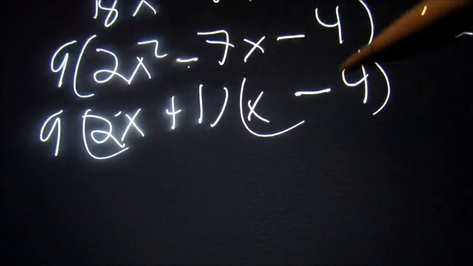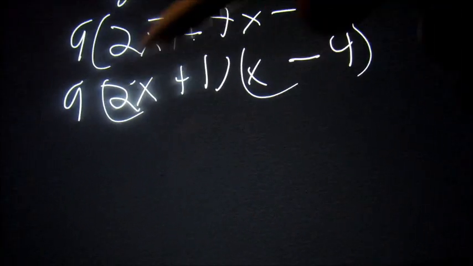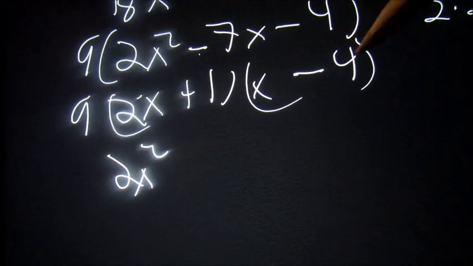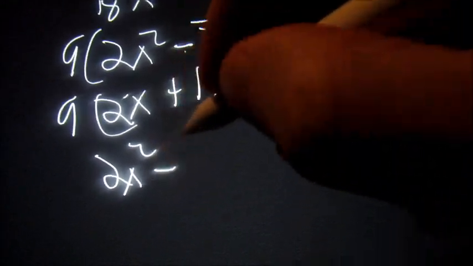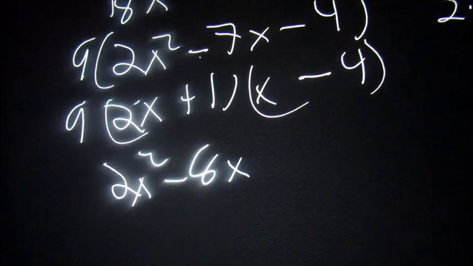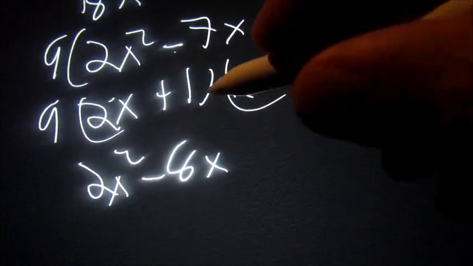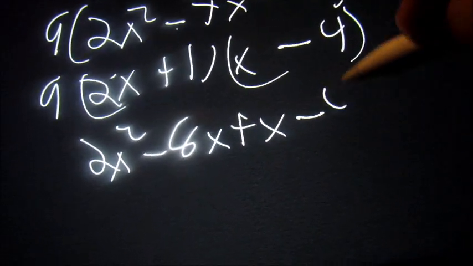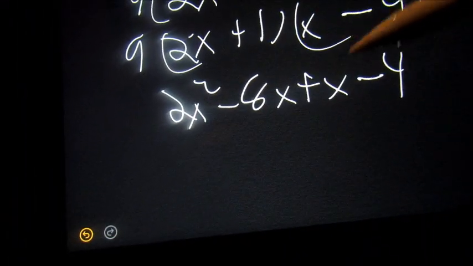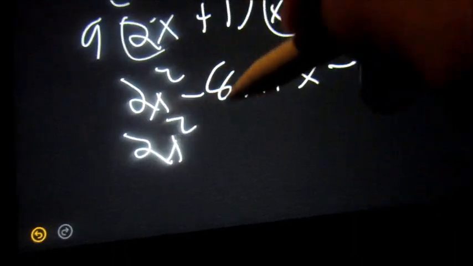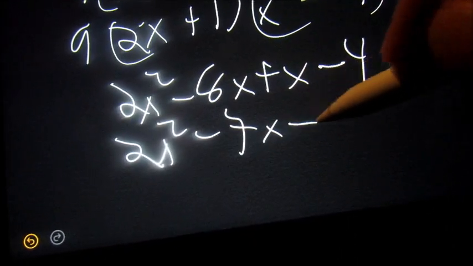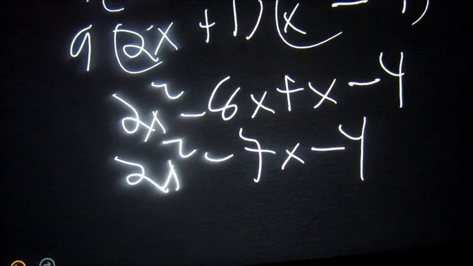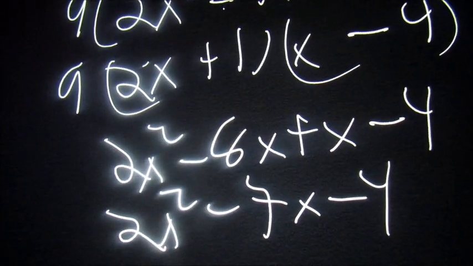So now let's do a FOIL and see if we got it right. 2x times x is 2x squared. 2x times negative 4 is minus 8x. 1 times x is plus x. 1 times negative 4 is minus 4. When we combine like terms, we'll have 2x squared minus 7x minus 4. So that one we got right.